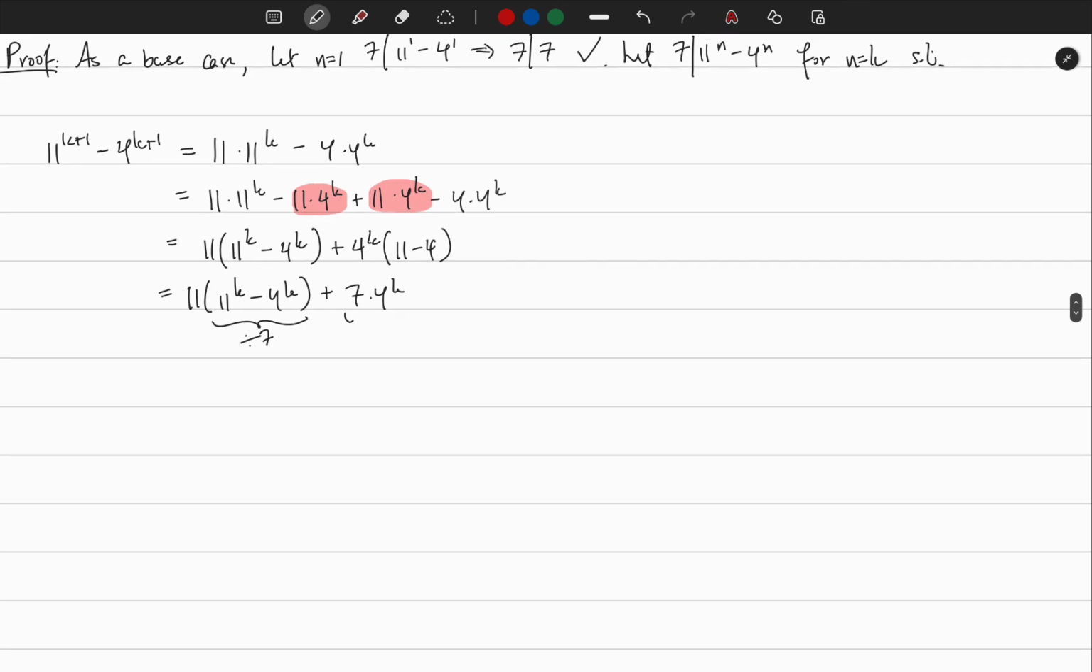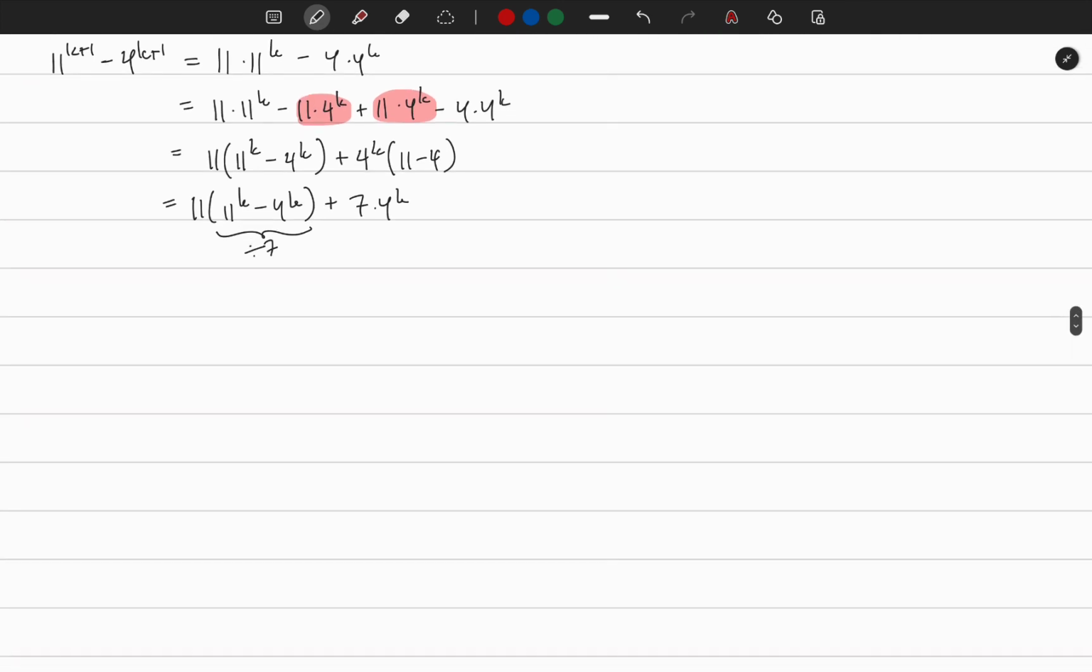As for the second term, this is also divisible by 7 because it's being multiplied by 7 as well. The sum of these two is then thus divisible by 7. So this divides 7 by assumption. This divides 7 by assumption as well.